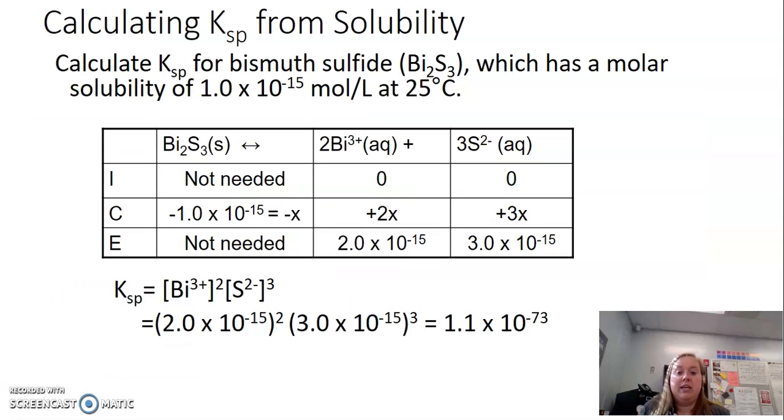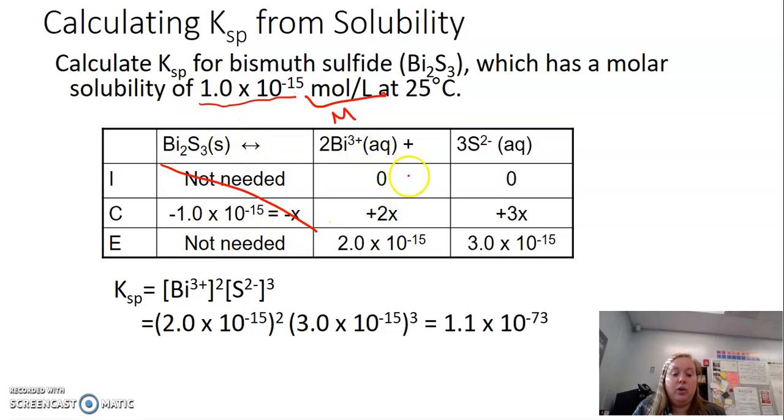Here's an example of a Ksp type of question you may be asked. If the question says calculate the Ksp for bismuth sulfide, which has a molar solubility of 1 × 10⁻¹⁵ moles per liter, and again, this moles per liter is just molarity, and it's at 25 degrees. So we're going to set up an ice box just like we did last unit. You have your dissociation reaction here. Now you don't really need the solid information, so if you want to leave this blank, that's fine, it's not needed. I just included this middle change part because that is what we got from the question.